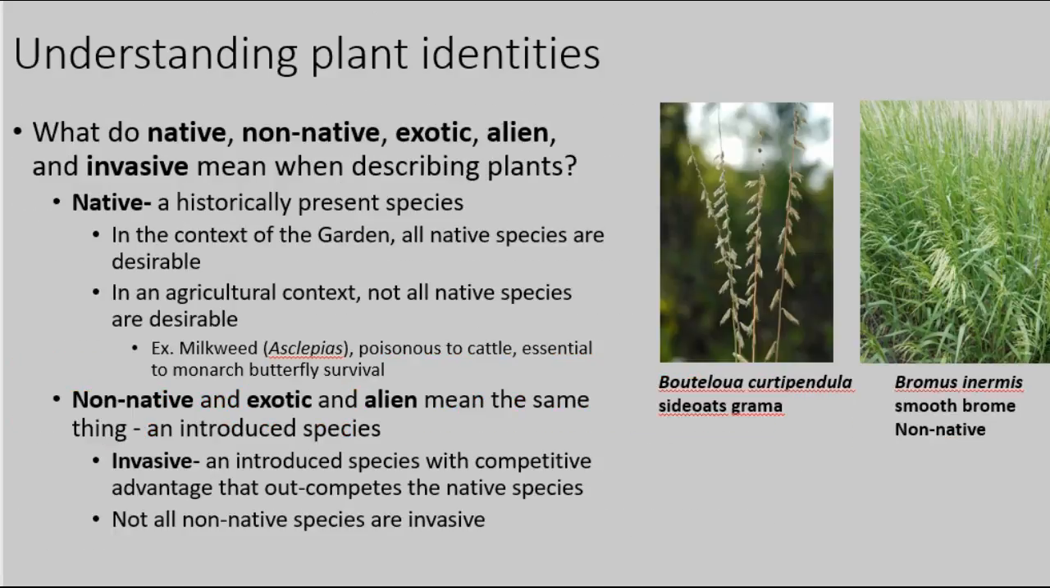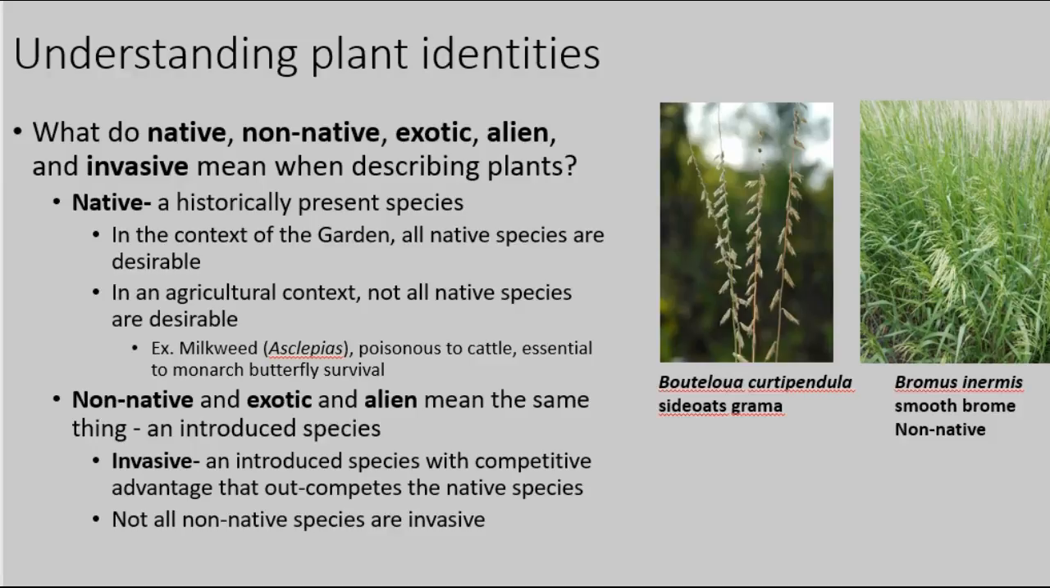Understanding plant identities. What do native, non-native, exotic, alien, and invasive mean when describing plants? Native plants are historically present species. In the context of the garden, all native species are desirable because the land management objectives are to protect the resource and to provide a recreational opportunity.